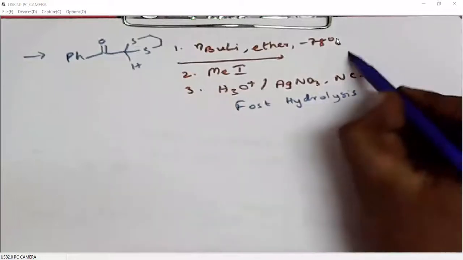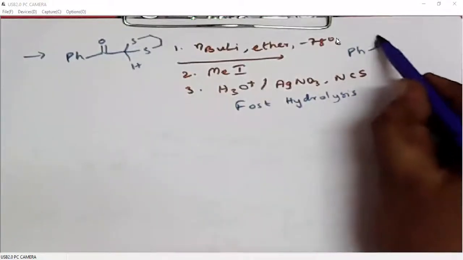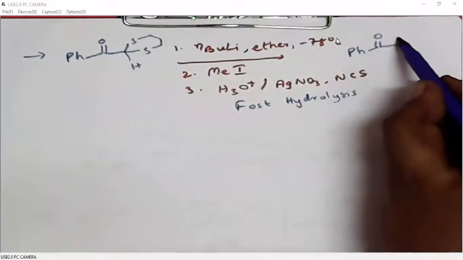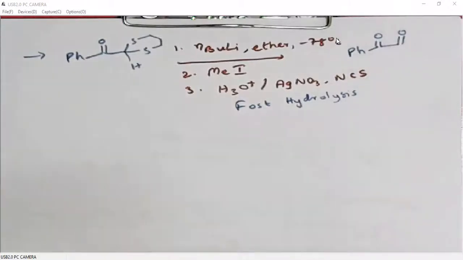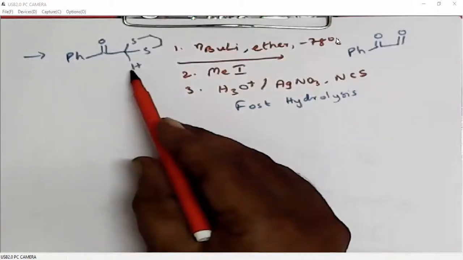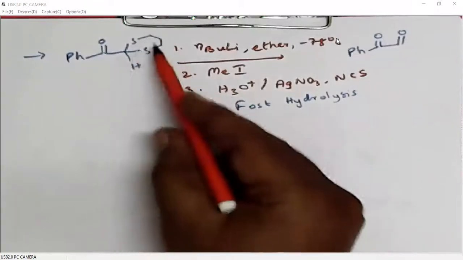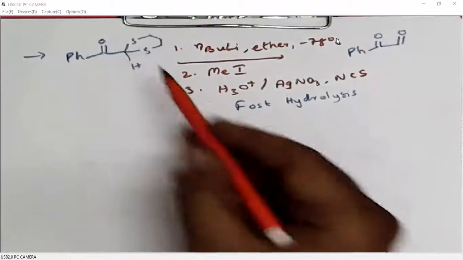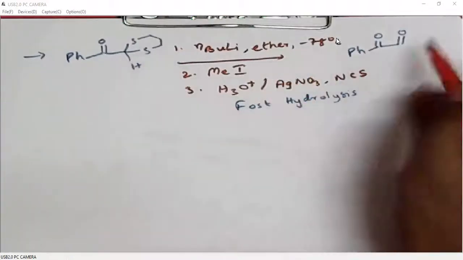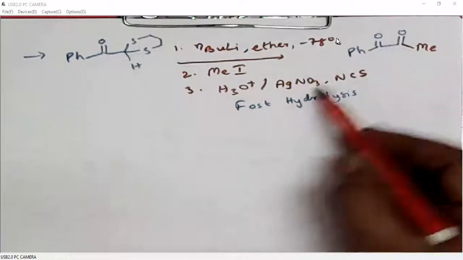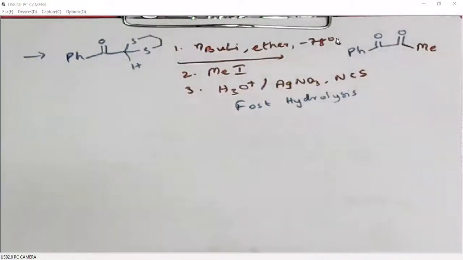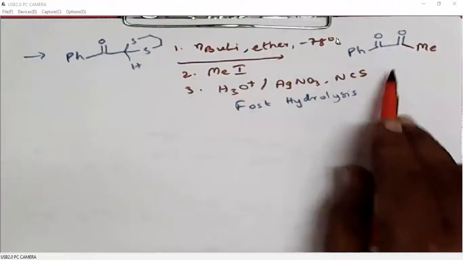So here the product is: the dithiane is hydrolyzed back to the carbonyl, and this proton, its reactivity was reversed by protection of the carbonyl with 1,3-dithiane. Then it was alkylated, then again it was hydrolyzed back. So this is the product here.